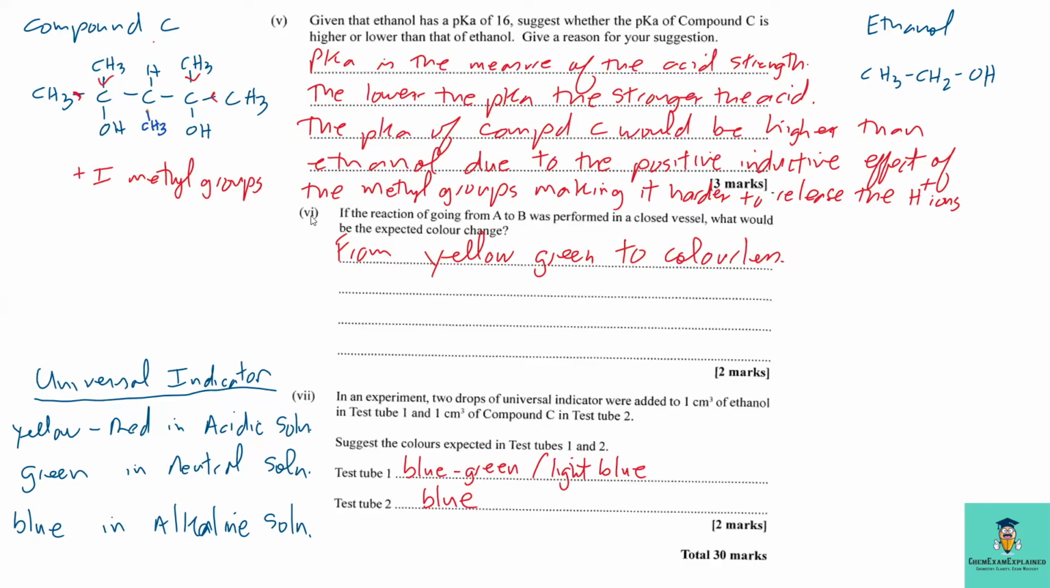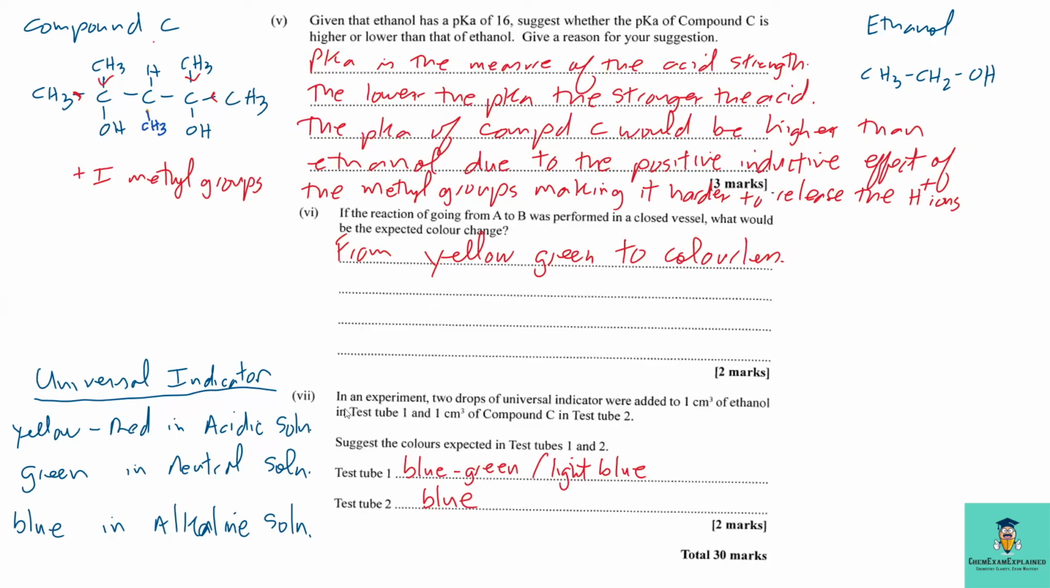Part 6. If the reaction of going from A to B was performed in a closed vessel, what would be the expected color change? All right, so looking at A, you remember A is our alkane. And as it is reacting and going to form B, you'll have a color change from yellow-green as the chlorine is reacting with A to form your halogen alkane. So as you form the halogen alkane, you're going from a yellow-green color to colorless. So remember, A is our alkane and B would be our halogen alkane.